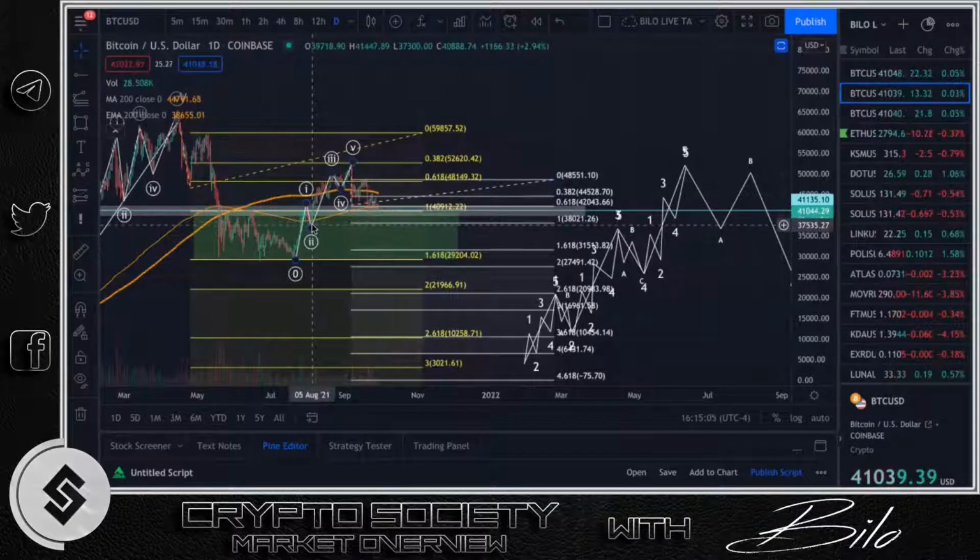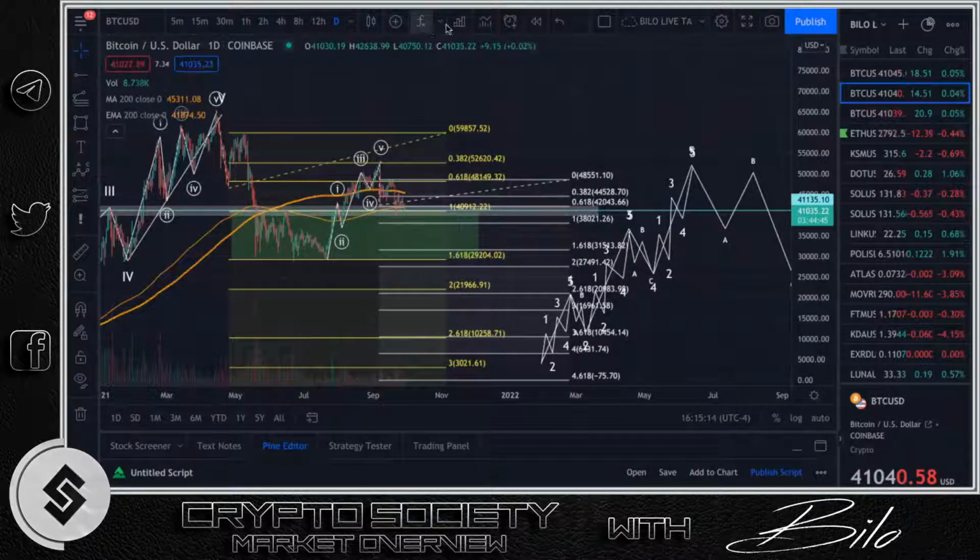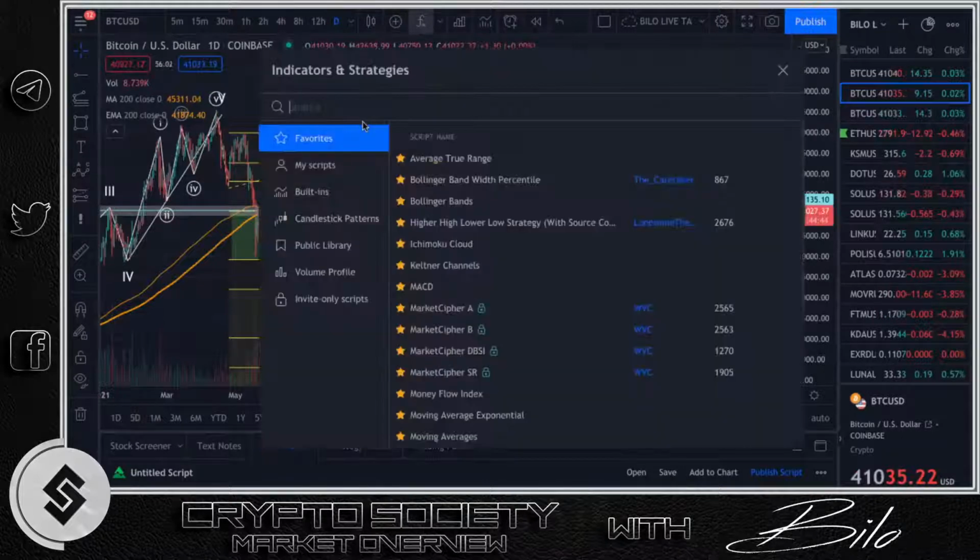You'll notice that it's pretty close to where wave 2 on this previous smaller cycle ended. So we had a bounce here. And if I was to turn on the VPVR, which is not on right now, let me just turn it on.